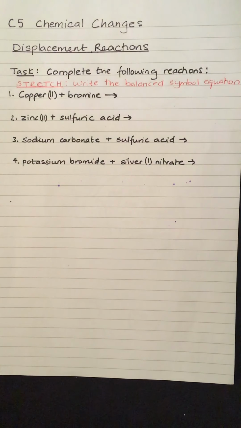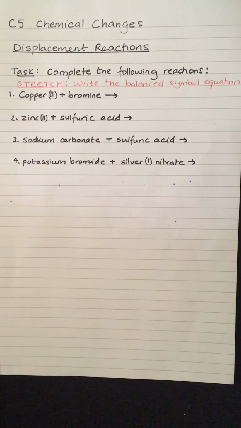Before we do that, I'm hoping you've all seen part 1 and I'd like you to pause the video and have a go at completing the following reactions using the rules that we looked at last lesson. Once you've done that, I want you to have a go at writing the balanced symbol equations using the rules for formula ions and making sure that the charges add up to 0. So if you could pause that now and then we'll go through them.